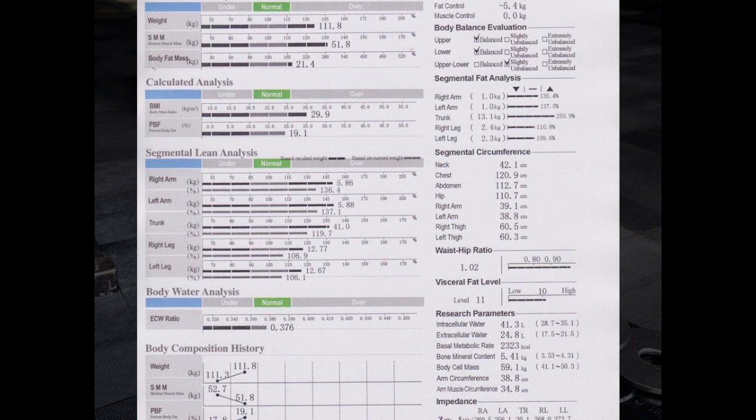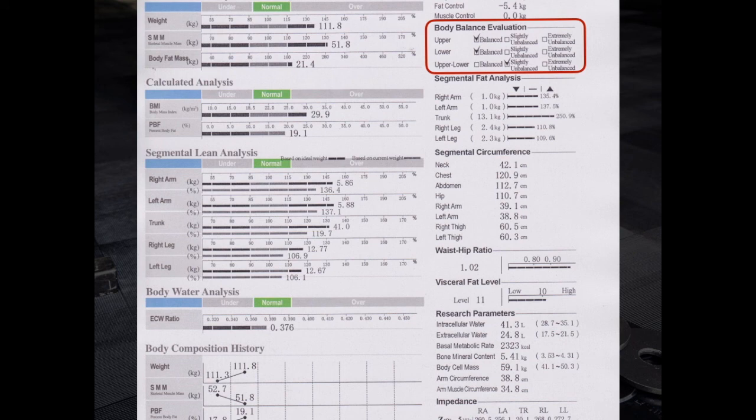Next, I'm going to jump across to the right-hand column and look at the body balance evaluation. And this is relative to your lean mass, so that's why I want to jump across to it now. And it will give you an indication of whether or not the muscle or the lean mass that you have in your body is symmetrical and in proportion.